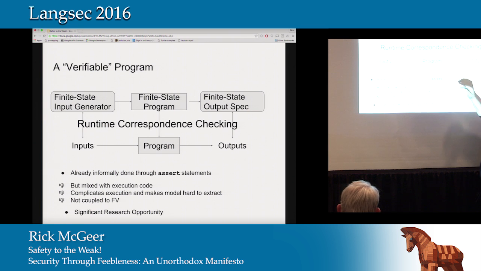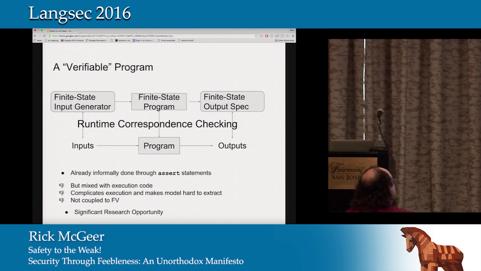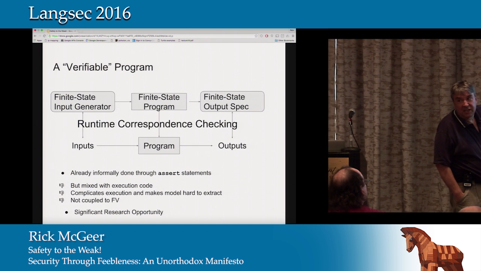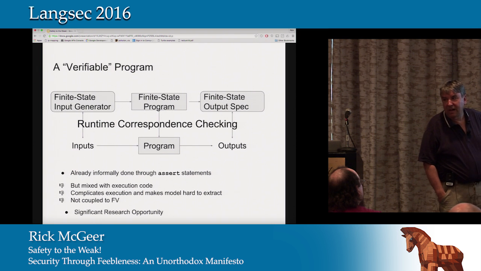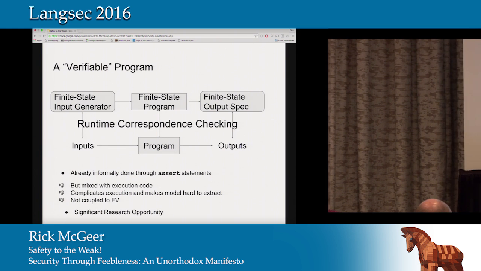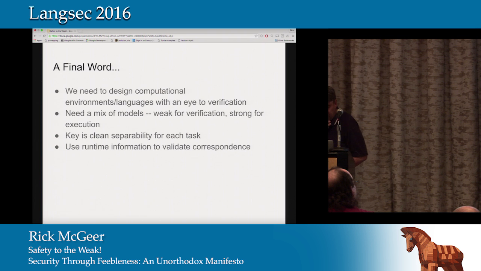And already, programmers do this with assert statements. Basically, it's runtime model checking within the body of the program. The problem is that the model checking is mixed with the execution code, so it's hard to disentangle and disambiguate. I've been through that once, and it's bad. It complicates the execution and makes the model hard to extract. You have to look at this collection of assert statements and say, well, this is really what this guy is trying to say as a model. It also makes the execution code more complex than it has to be, because you can't disentangle what's actually doing something as opposed to what's checking itself. And also, it's not coupled to any formal verification engine, so you can't construct proofs. So I think actually doing something like this is a significant research opportunity.